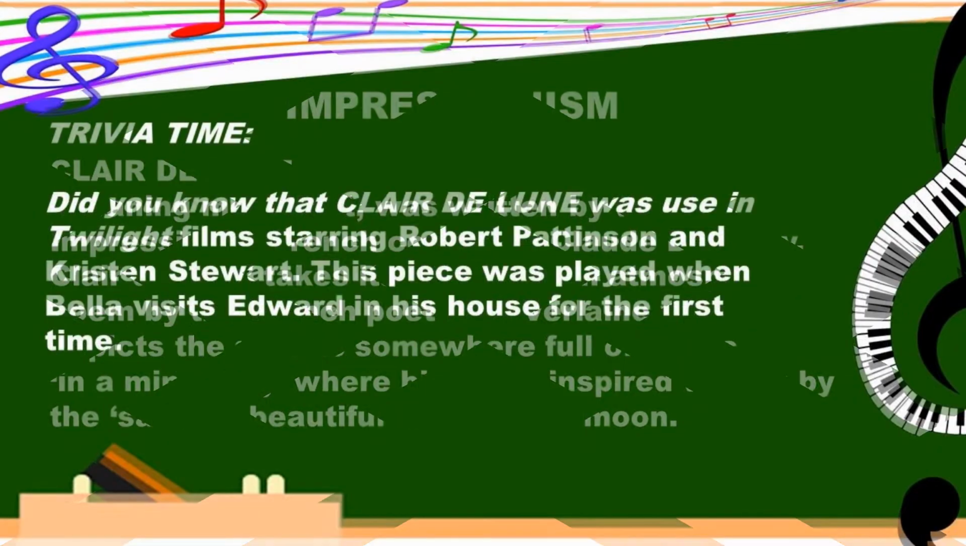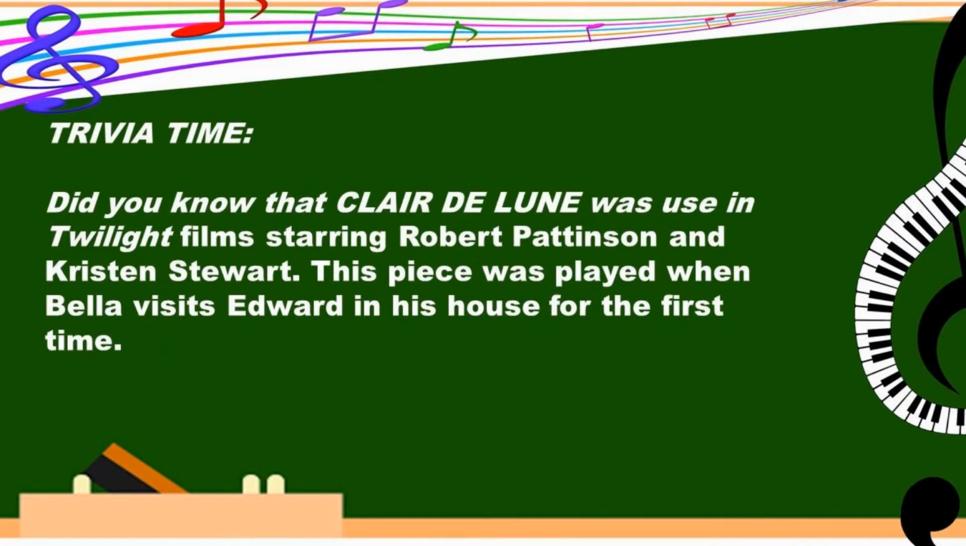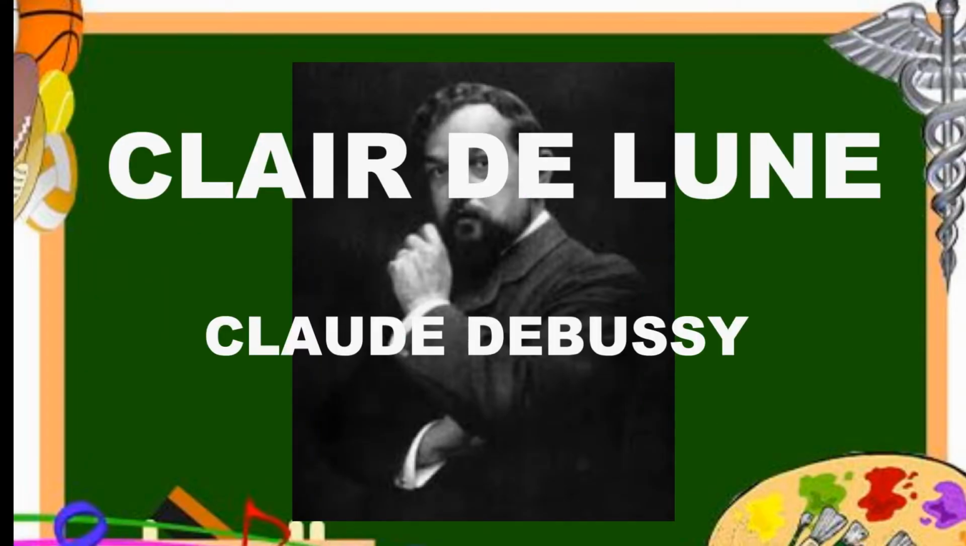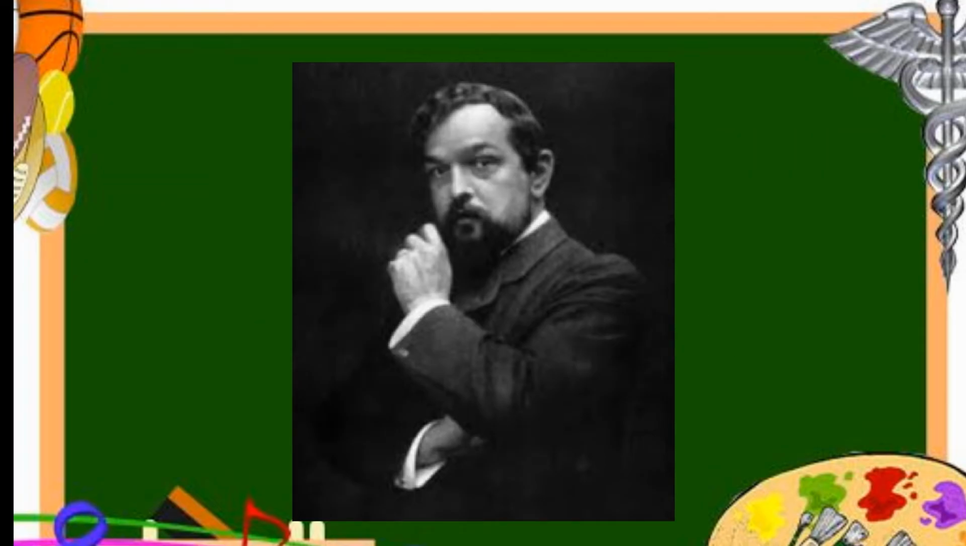And there's a trivia about this particular composition. Did you know that Clair de Lune was used in the Twilight films starring Robert Pattinson and Kristen Stewart? This piece was played when Bella visited Edward in his house for the first time. Let us try to listen to this musical piece, Clair de Lune.